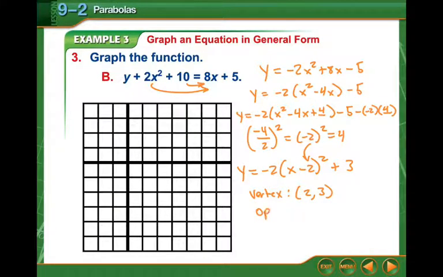Again, it opens down, stretch vertically by 2. So at 2, 3 is where we're starting. We're going to go to the right one down 2 instead of 1, which is normally what we would do, and to the left one down 2. We would normally go to the right 2 and down 4, but now we're going to go down 8. And that's all we're going to be able to fit on our graph.